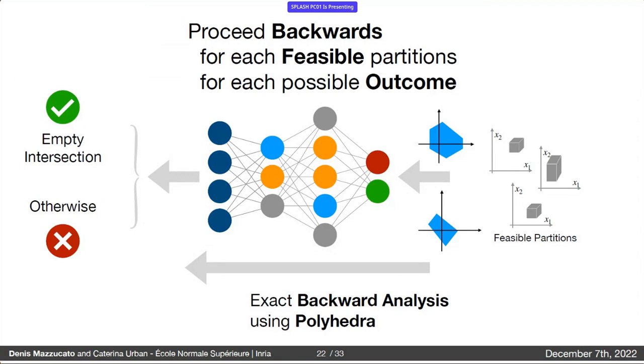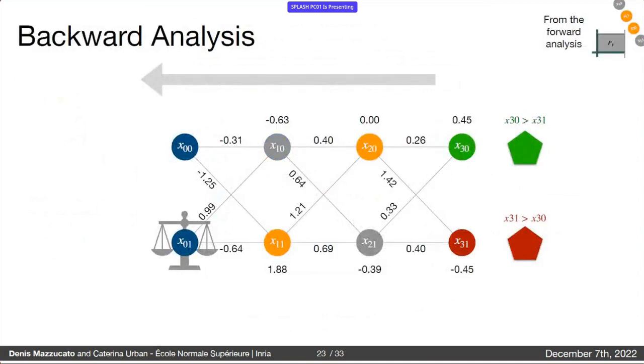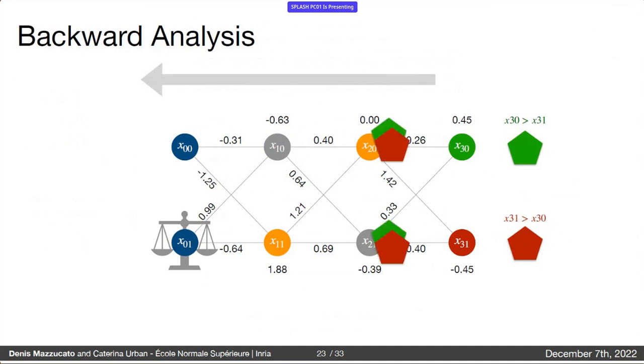And so I continue my little example. We only have 1 feasible partition with x20 and x11 always fixed. We start with the 2 polyhedra for 1 output, meaning that x30 is greater than x31, and the other, x31 greater than x30. So we do the affine computation easily backward. But here x20 was always positive, so it behaved like the identity function. So I just propagate backward 1 more step the 2 polyhedra.